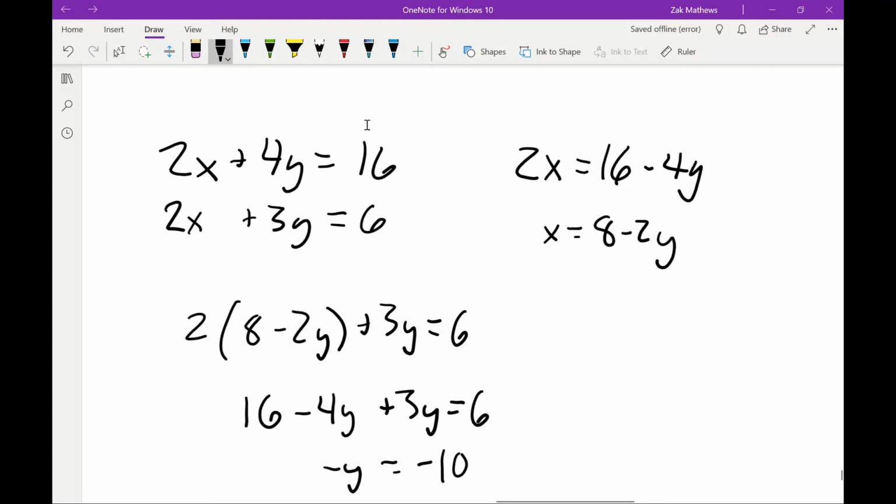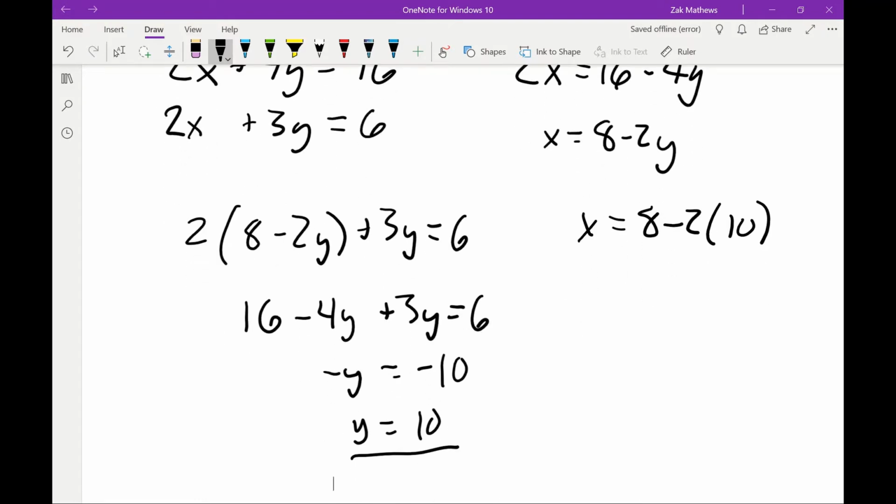I've actually got 4 equations sitting up here at the top of the screen, and all 4 are true. The 2 initial equations are true. This equation is also true. This equation is also true. And because here the x is already solved for, that is the easiest equation to plug into.